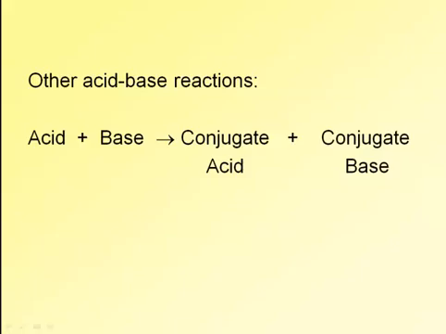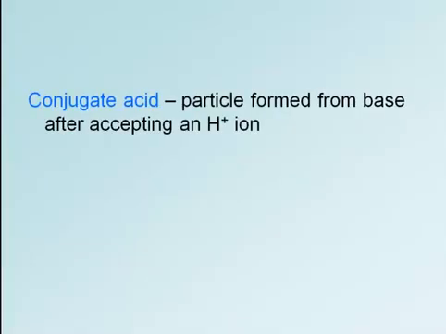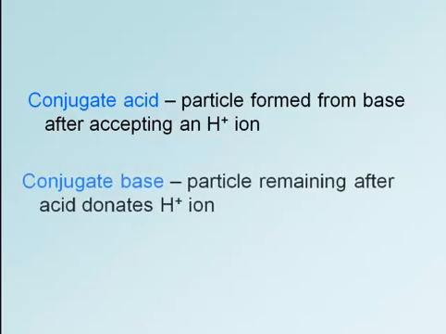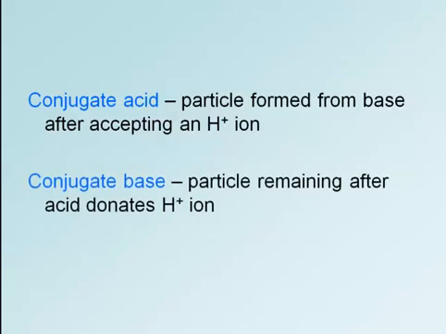One more thing regarding acid-base reactions. It's not always a complete neutralization process. An acid and a base can react to create a new acid, called the conjugate acid, and a new base, called the conjugate base. A conjugate acid is the particle formed from the base. The base accepted a hydrogen ion and became the conjugate acid. The conjugate base is the particle that remains after the acid has donated away its hydrogen ion.